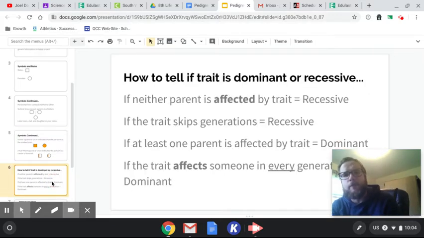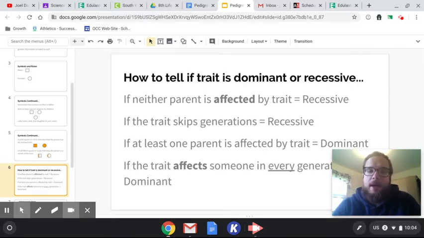All right, now when we do pedigrees, the big question is, are we looking at a dominant trait or are we looking at a recessive? And these are some guidelines that you can use to tell if you are actually looking at a dominant or recessive trait. So if neither parent is affected by the trait, then the odds are it is recessive. Let's say it's blue eyes. If neither parent has blue eyes, then it's recessive. If the trait skips generations, then it's also going to be recessive.